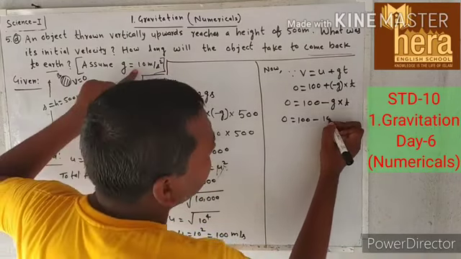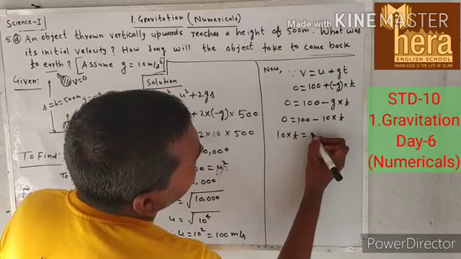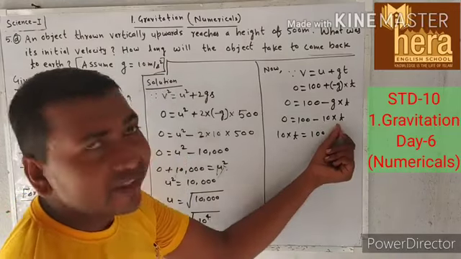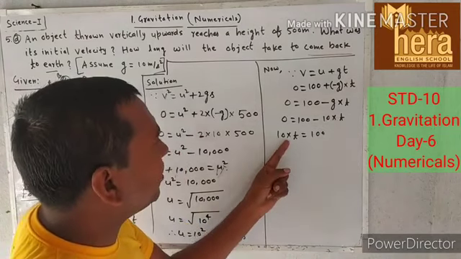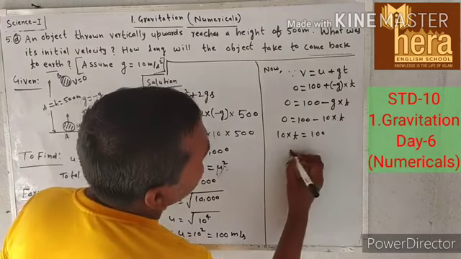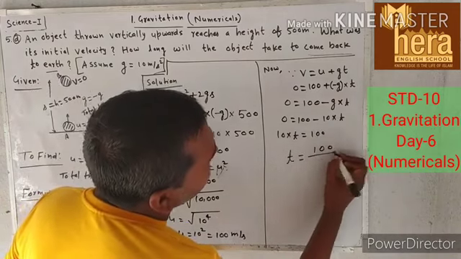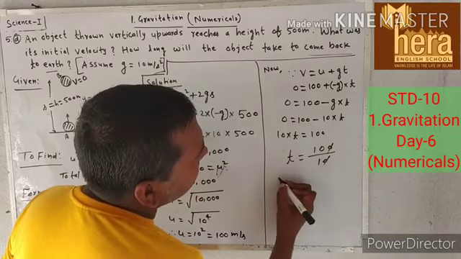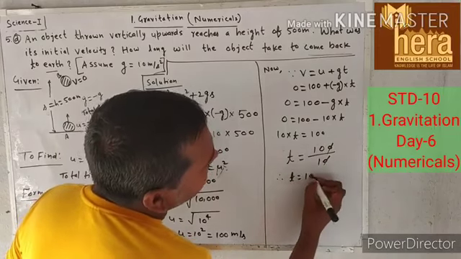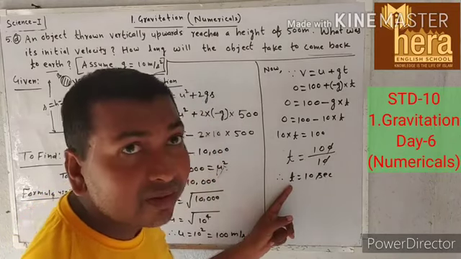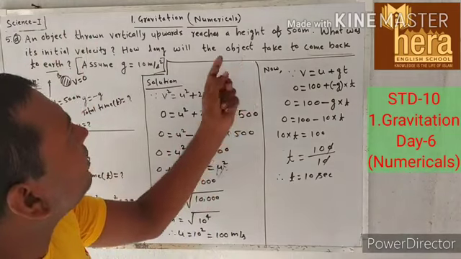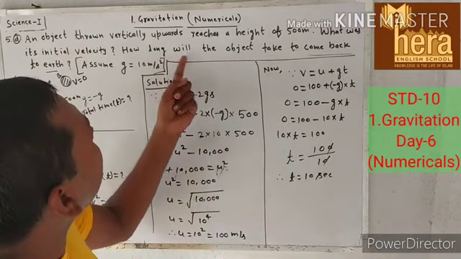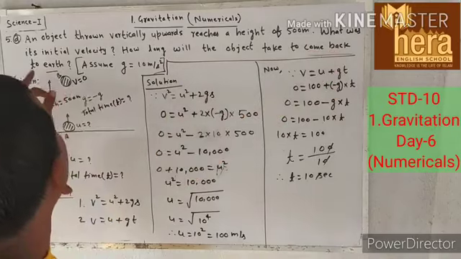10 into T. Therefore 10 into T is equal to 100. One step I have skipped, okay? So this will come this side, then this will be equal to 10 into T and this will be 100. So T will be equal to 100 upon 10. 0, 0 cancel. Therefore T is equal to 10 second. This time is only time of ascending. But we have to find total time. How long will the object take to come back to Earth?